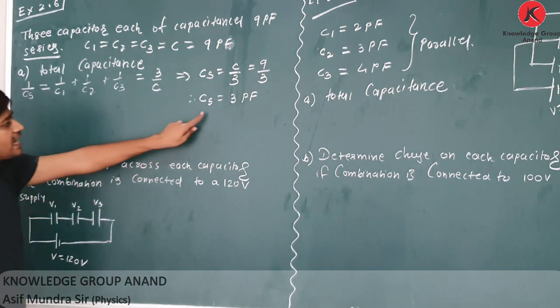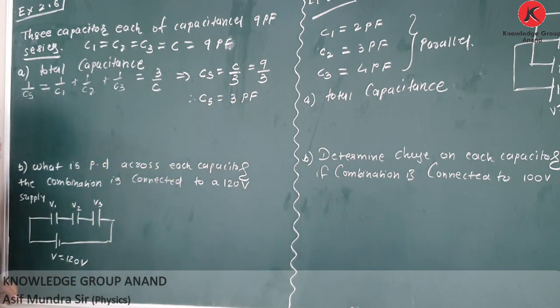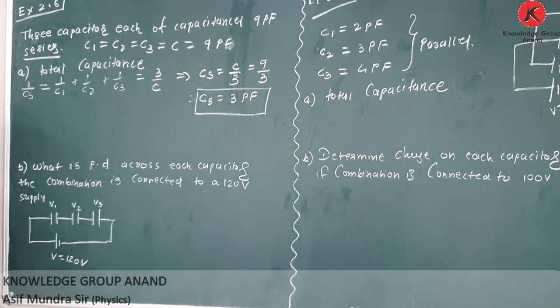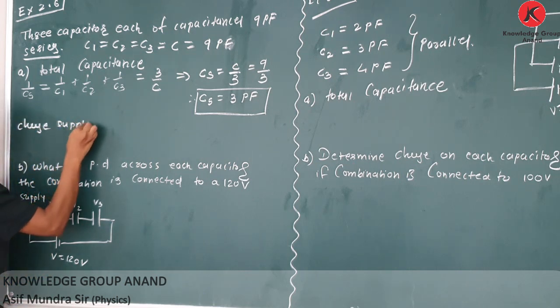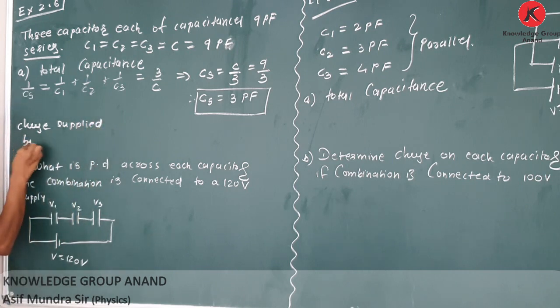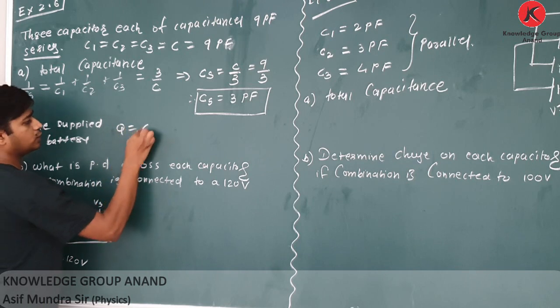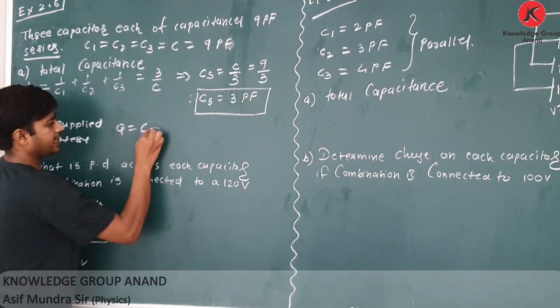See, equivalent capacitance Cs is equal to 3 picofarad. Total capacitance is 3 picofarad. What is voltage? 120 volt. So what is charge supplied from battery? Charge supplied by battery is Q is equal to CV, Cs into V.